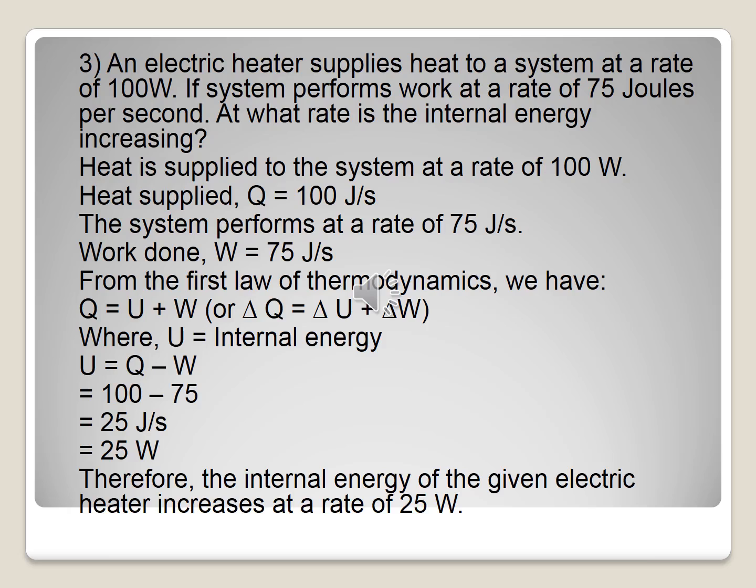From the first law of thermodynamics, we have delta Q is equal to delta U plus delta W. Then delta U is equal to delta Q minus delta W. By substituting the values of delta Q and delta W, we get delta U is equal to 25 joules per second, that is 25 watts. Therefore, the internal energy of the given electric heater increases at a rate of 25 watts.